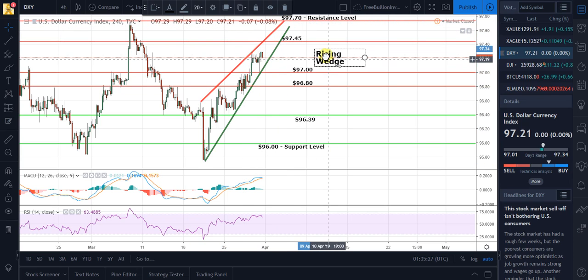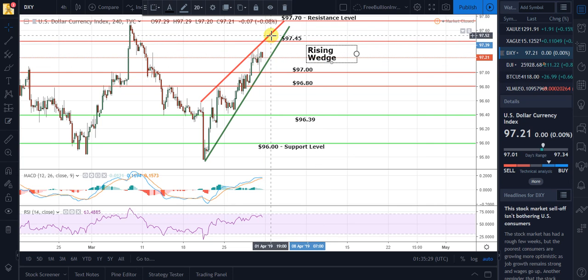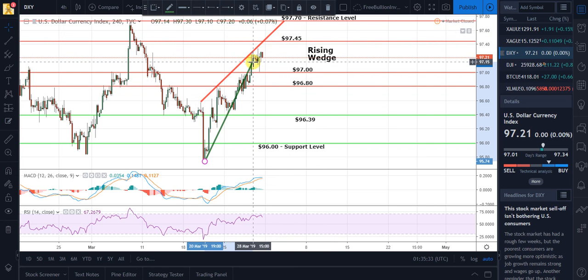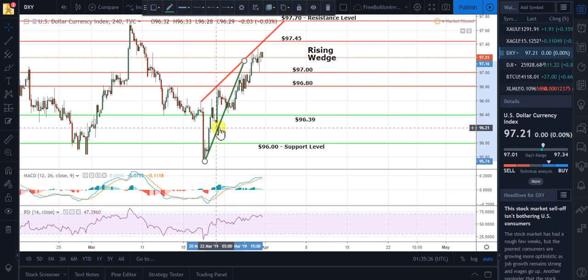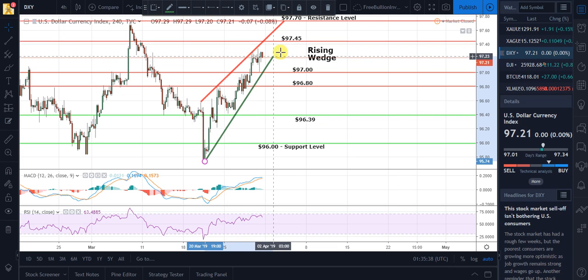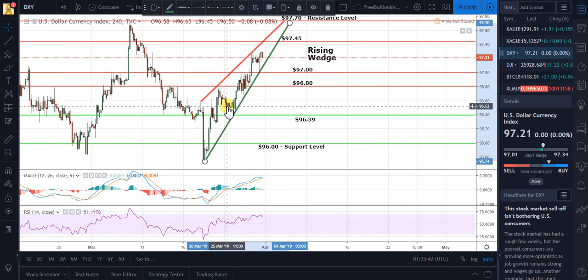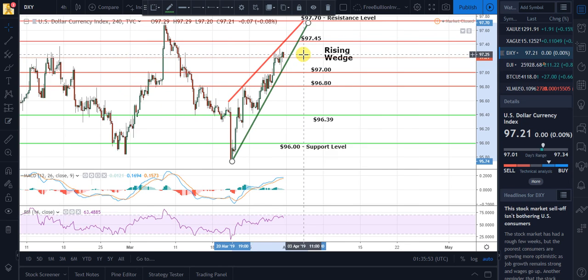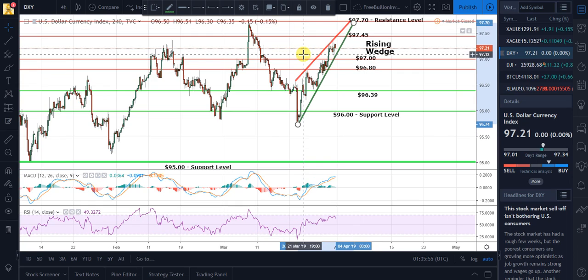So I'm just going to expand this rising wedge. It was broken when it was drawn at this bottom trend line here, but now we can expand it a little bit longer with last week's movement, and it could still test the 97.70 level. I wouldn't be surprised if it tests the 97.45 level, but really what I expect is for it to be broken next week and more of the same.